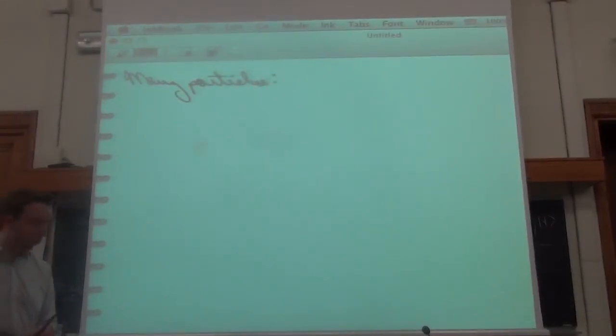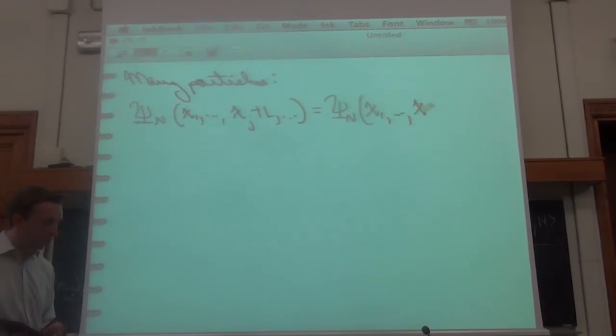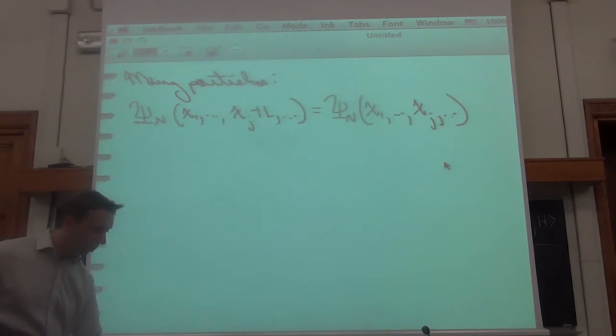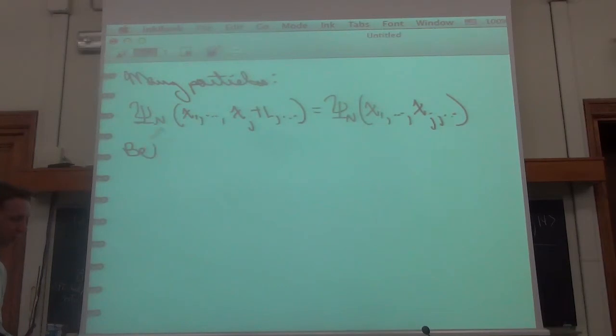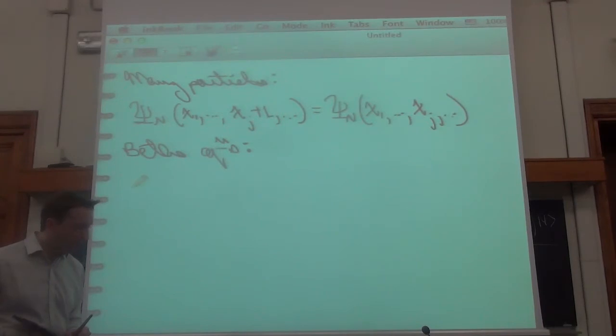Okay, so again, what you do is that you just say that psi n of x1, and call it xj plus L, is equal to psi n of x1 xj. Okay, and you do that for every single j. Now, just substituting the form that we wrote down for the full wave function, it shows you that the Bethe equations are simply of this form.